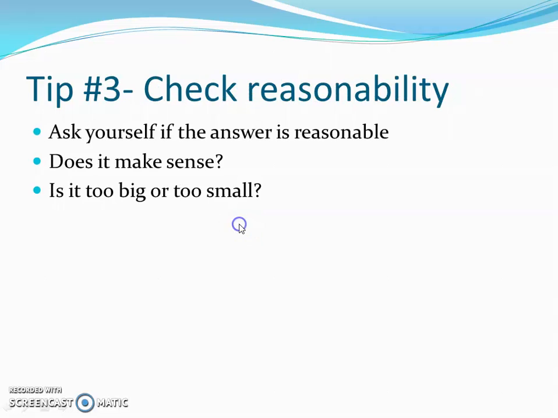Now, tip number 3. Check the reasonability of your answer. Now, what does this mean? Well, after you're done solving your maths question, you should evaluate whether the answer is reasonable. Just ask yourself the simple question: is this answer a reasonable solution for my given question? What I mean is, does it make sense? Is the answer too big or is it too small?